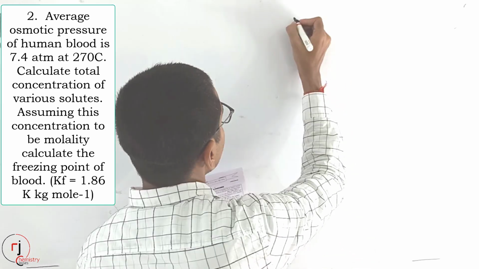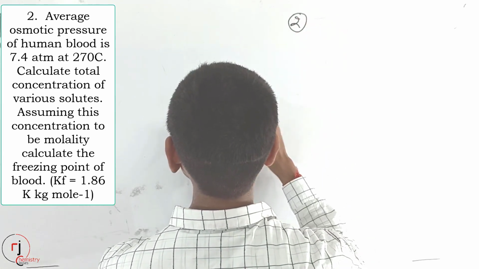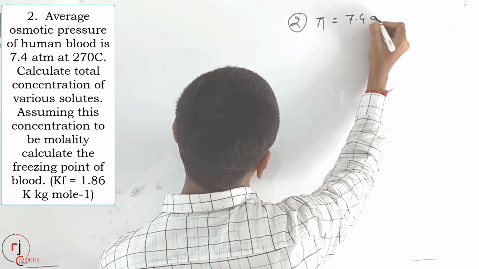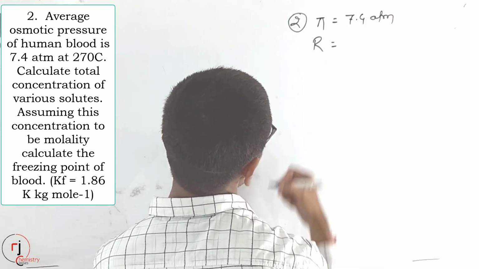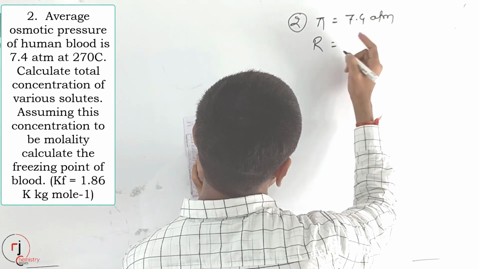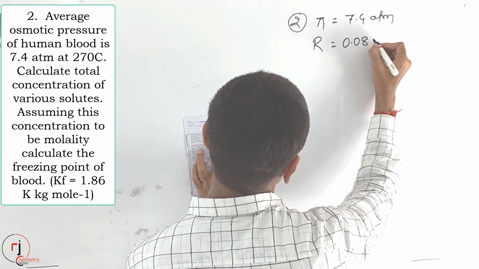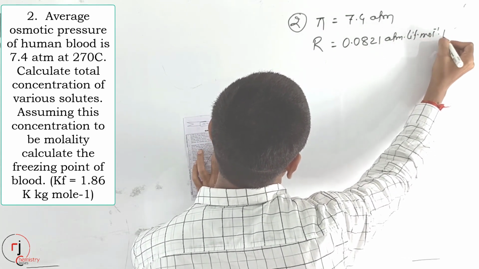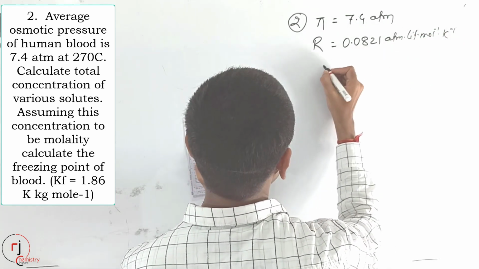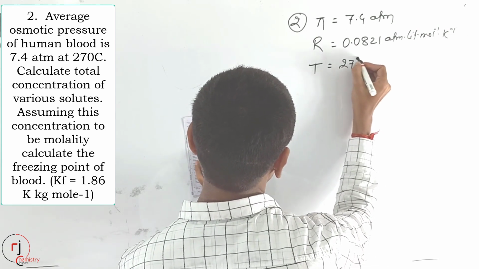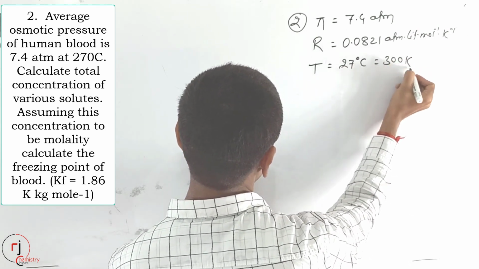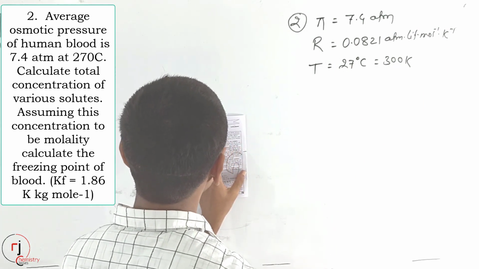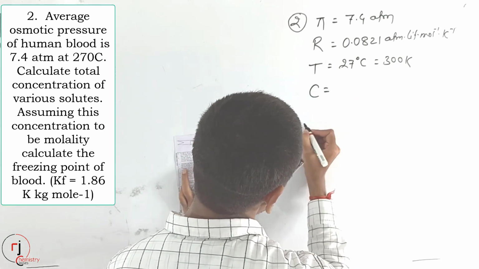Okay, in this question number 2, it is given that the average osmotic pressure of human blood is 7.4 atm. What will we put as the value of R here? According to atm, we put the value of R as 0.0821 atm liter per mole per Kelvin. Okay, and what is the temperature given in this question? That is 27 degrees Celsius, means 300 Kelvin. Calculate the total concentration of various solutes. What will be the concentration?